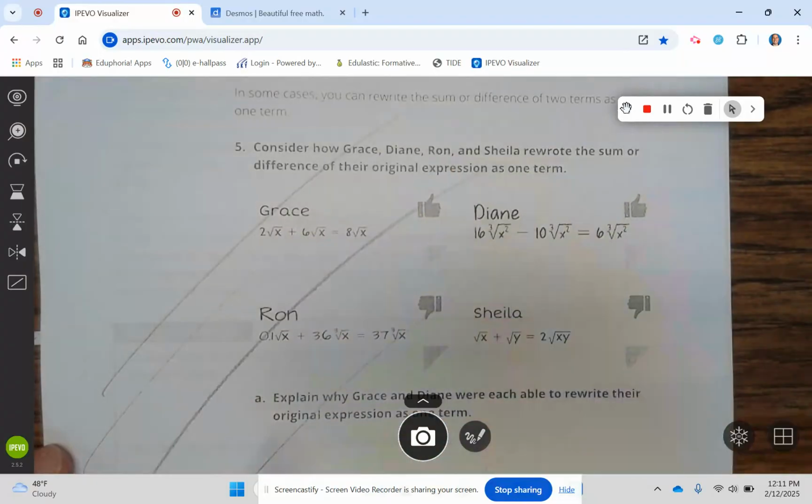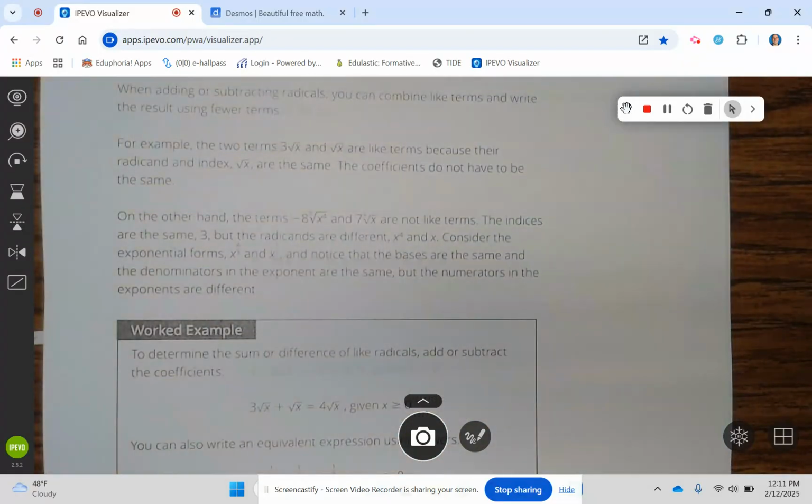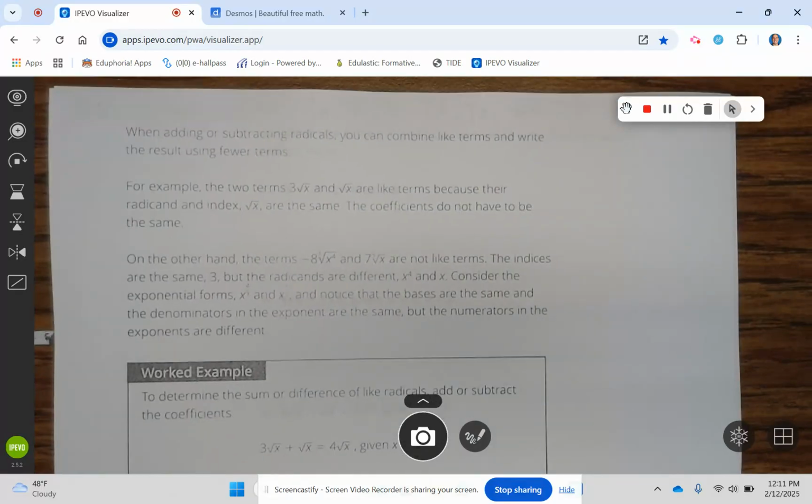Go ahead and mark this page out. When adding or subtracting radicals, you can combine like terms and write the result using fewer terms. For example, the two terms 3 square roots of x and square root of x are like terms because their radicand and index are the same. The coefficients do not have to be the same. On the other hand, the terms -8 cube root of x squared and 7 cube root of x are not like terms. Indices are the same, 3, but the radicands are different. Consider the exponent form x to the 4/3 and x. Notice that the bases are the same and the denominators in the exponent are the same, but the numerators in the exponents are different.